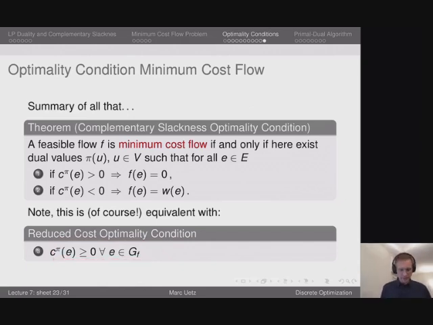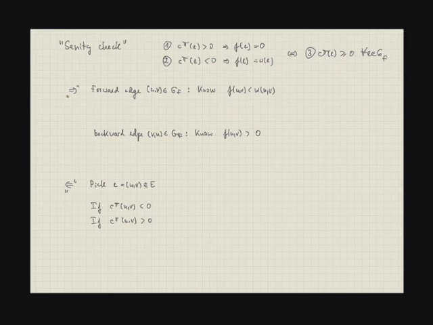So let's have a look why this is indeed, as a sanity check, 1 and 2 together is indeed equivalent with 3. As I announced, this is 1 and 2 together. It said something about the reduced cost being strictly positive or strictly negative, then the flow values must be 0 or at the upper capacity limit. And that should be equivalent with our reduced cost optimality condition, saying that the reduced cost coefficients are non-negative for all edges in the residual graph. So let's first go in this direction. So 1 and 2 are fulfilled, and we have to show 3.